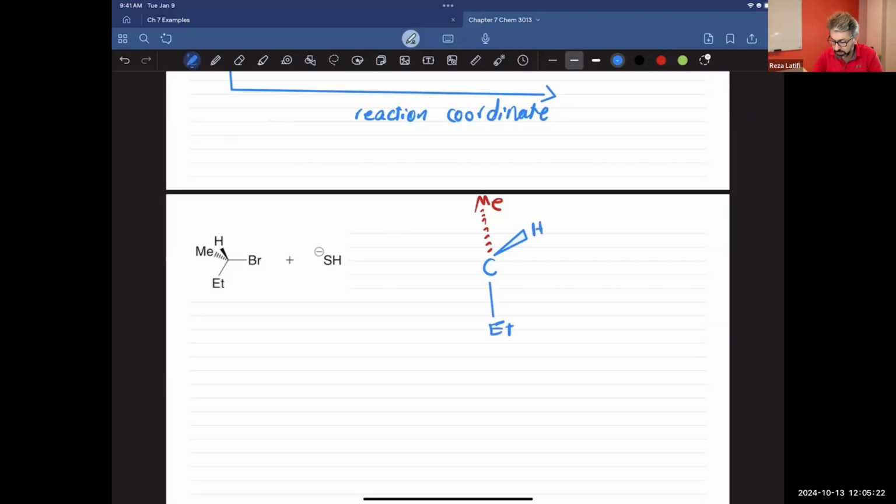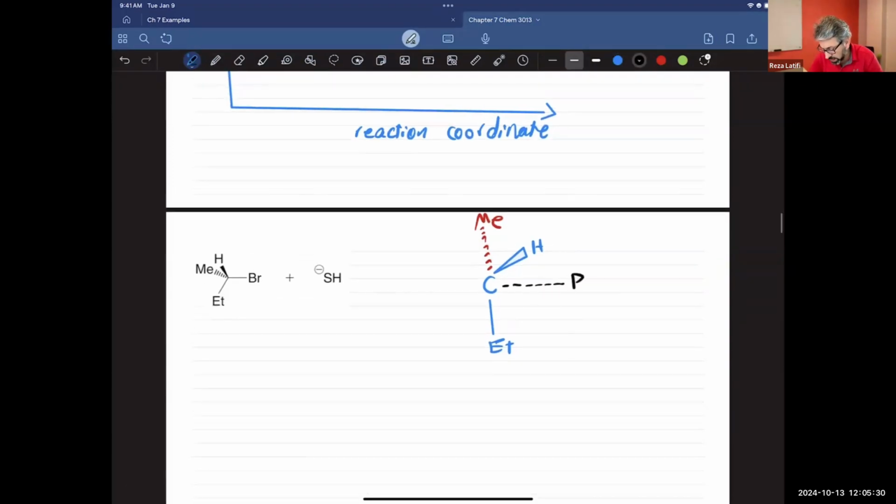Where is the bromide? Bromide is here. I'm going to show it by a dash line. Bromide will be the leaving group. Our nucleophile will be SH, so SH is going to be the nucleophile, and SH is coming in this direction. Remember that these three are forming a plane, so they are in one plane.